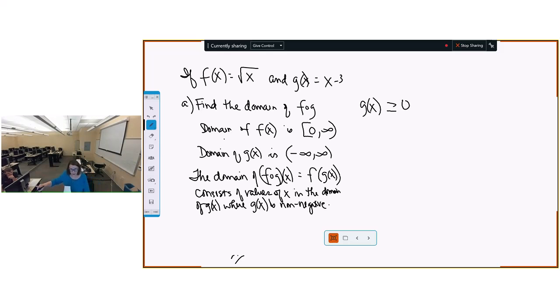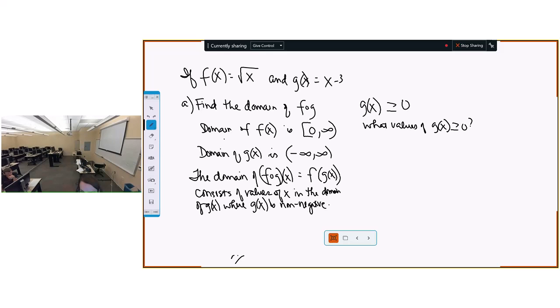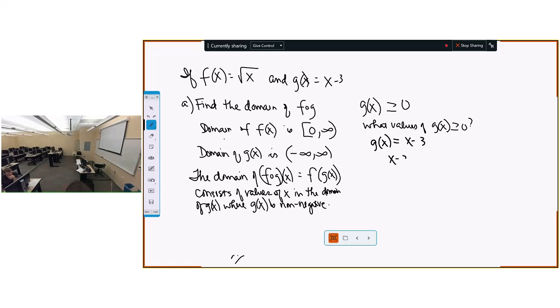The output of the inner function has to serve as the input of the outer function. The outer function is f of x. It's not going to take any inputs that are negative. So g of x has to be greater than or equal to 0. So what values of g of x are greater than or equal to 0? We know g of x is x minus 3, so we set x minus 3 greater than or equal to 0. We add 3 to both sides. X has to be greater than or equal to 3.